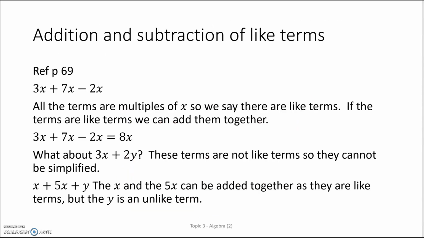So what we need to do is look to see, first of all, if we've got apples and bananas or if we've got all apples. The first example, 3x plus 7x minus 2x, they're all the same thing. They're all apples. They're all what we call like terms. And if the terms are like terms, then we can add them together. Just the same as you would add 3 plus 7 minus 2, we can add 3x plus 7x minus 2x to get 8x.